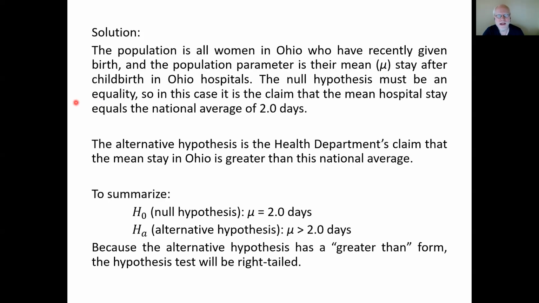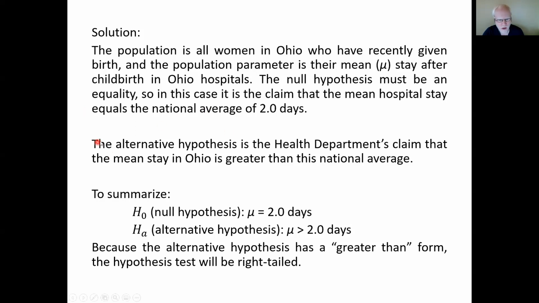All right, so the population is all women in Ohio who have recently given birth, and the population parameter is their mean stay after childbirth in Ohio hospitals. So it's limited to Ohio hospitals. The null hypothesis must be an equality. So in this case, the claim that the mean hospital stay equals the national average of 2.0 days, right? Because remember, the claim was that Ohio is different from 2.0 days. So the null hypothesis is just that it's equal to the national average.